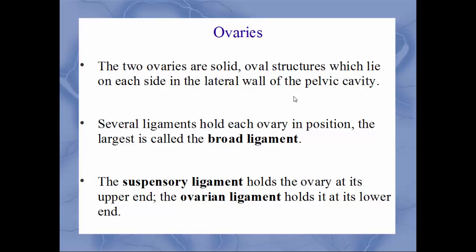These are two solid oval structures that lie on either side of the lateral wall of the pelvis. They're held in place by several ligaments, but we'll talk about just three. The biggest one is called the broad ligament. This one will stretch all the way across from ovary to ovary. You have what's called the suspensory ligament, which holds the ovary on the upper end, almost like a chandelier being held from a ceiling. It actually is suspending the ovary from the top. And it's held in place also on the bottom by the ovarian ligament. So suspensory on top, suspending it, and ovarian on the bottom.